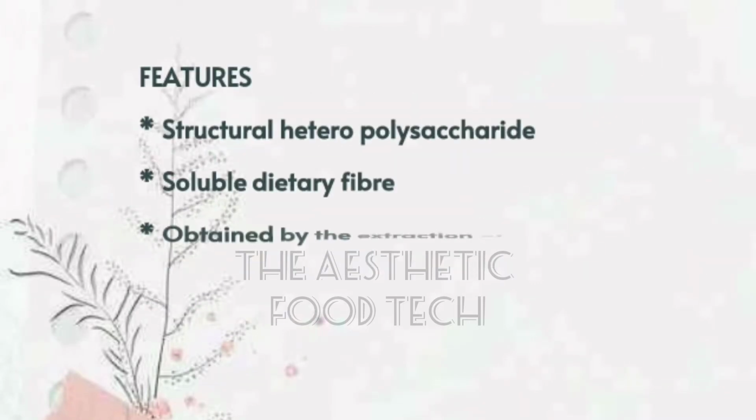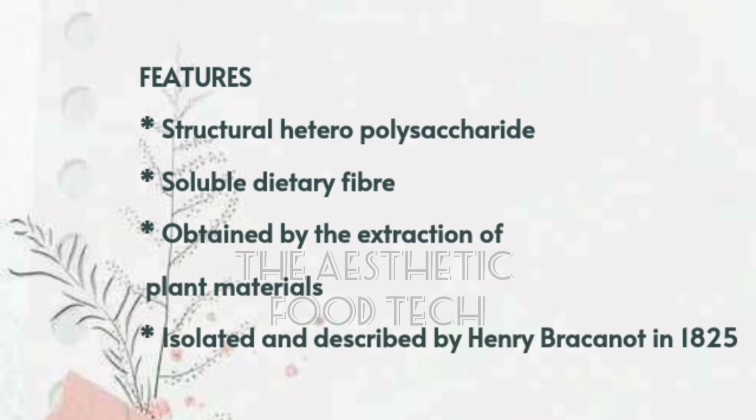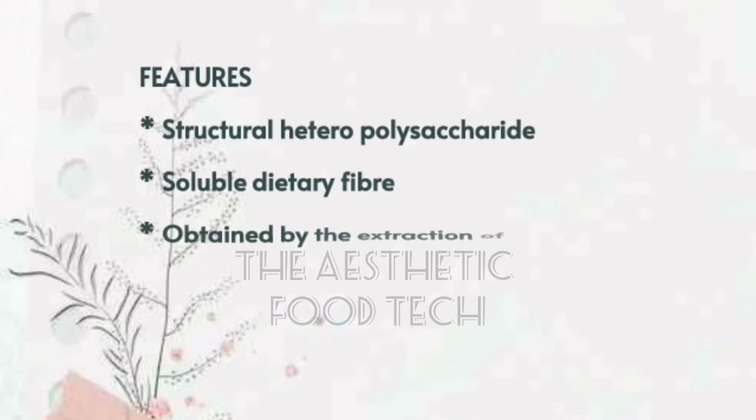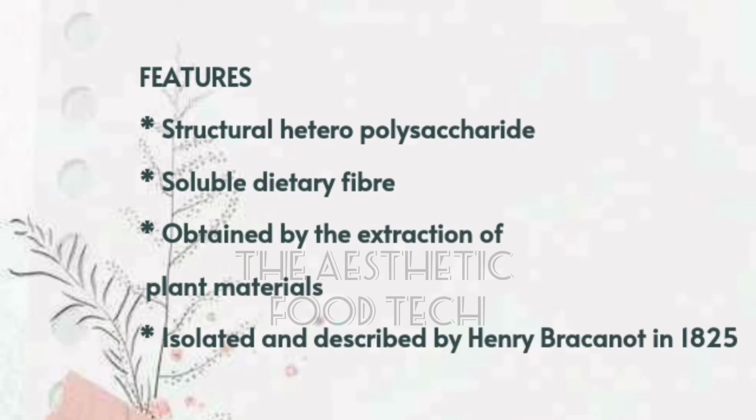Let us go to the features of pectin. Pectin was isolated and described by Henri Braconnot in 1825, and it's a structural heteropolysaccharide. And also, it's a soluble dietary fiber which can be obtained by extraction of plant materials.